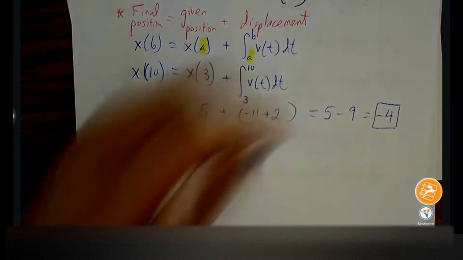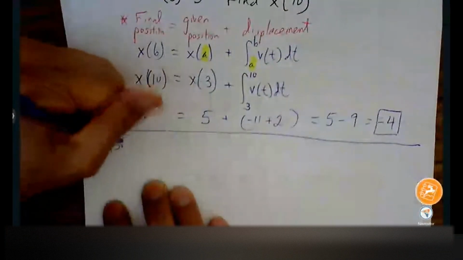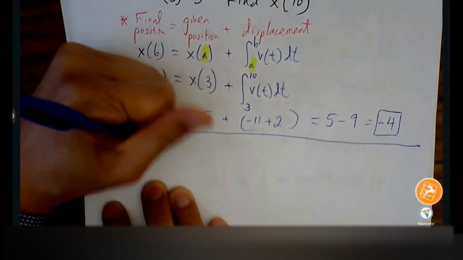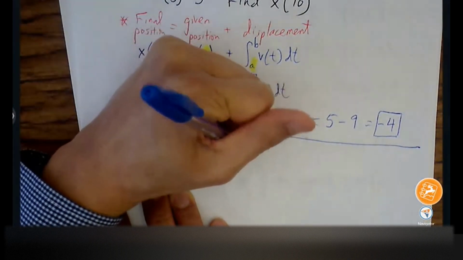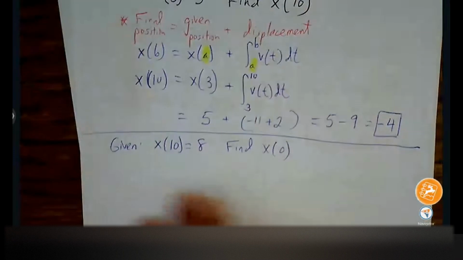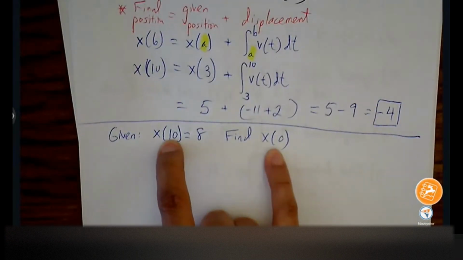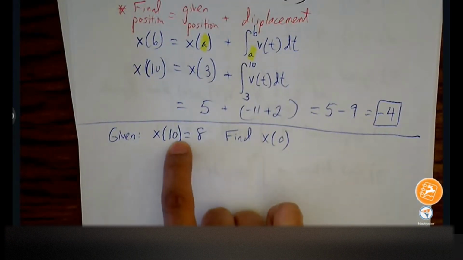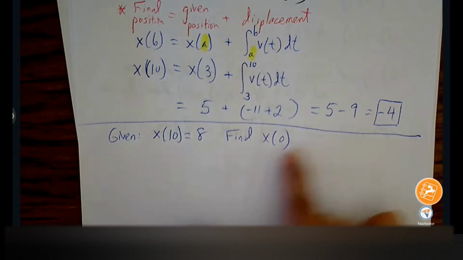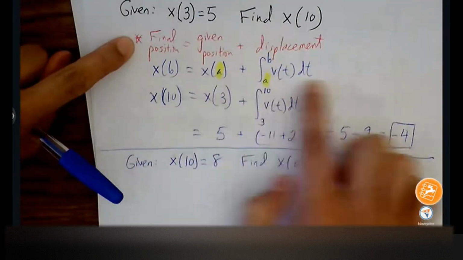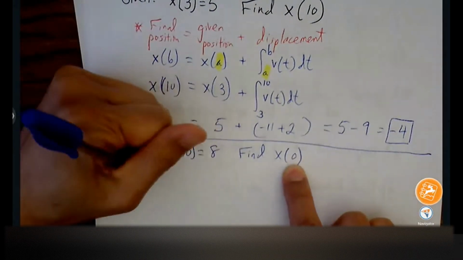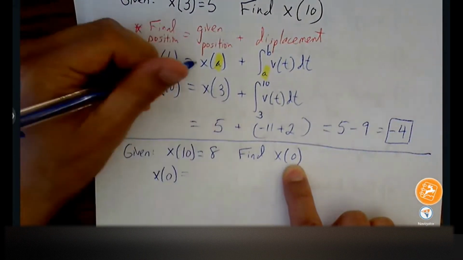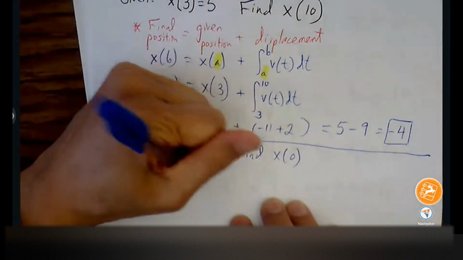Good. Okay, what if I gave something a little bit strange here? What if I said, given x sub 10 is equal to 8, find x sub 0. So now everything is backwards, right? I'm starting at 10, and I'm moving my way to my end. Same formula here. Final position, that's the unknown that we're trying to target. Given position, we have x of 10.